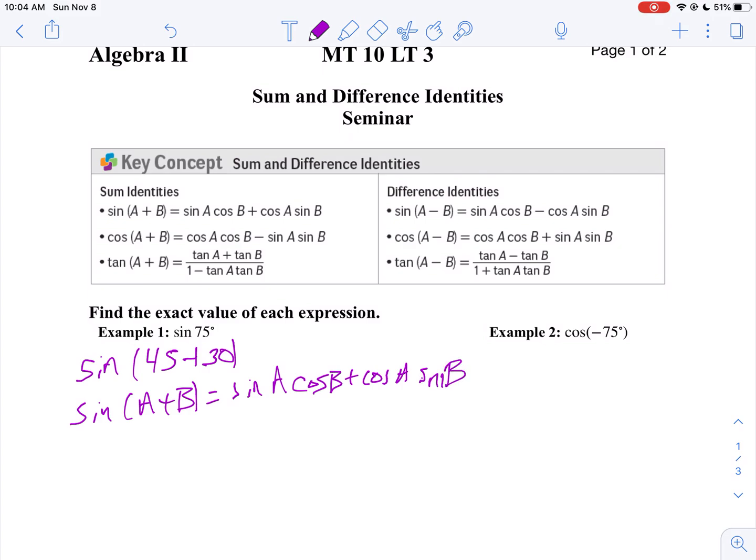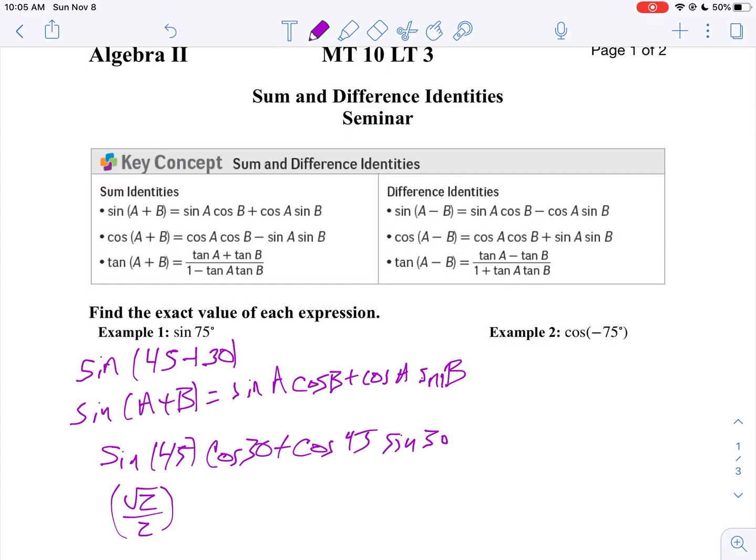On this problem, it'll be the sine of 45 times the cosine of 30 plus the cosine of 45 times the sine of 30. Well, the sine of 45 we know is the square root of 2 over 2. The cosine of 30 degrees is the square root of 3 over 2. Plus the cosine of 45 is the square root of 2 over 2. And the sine of 30 degrees is 1/2.